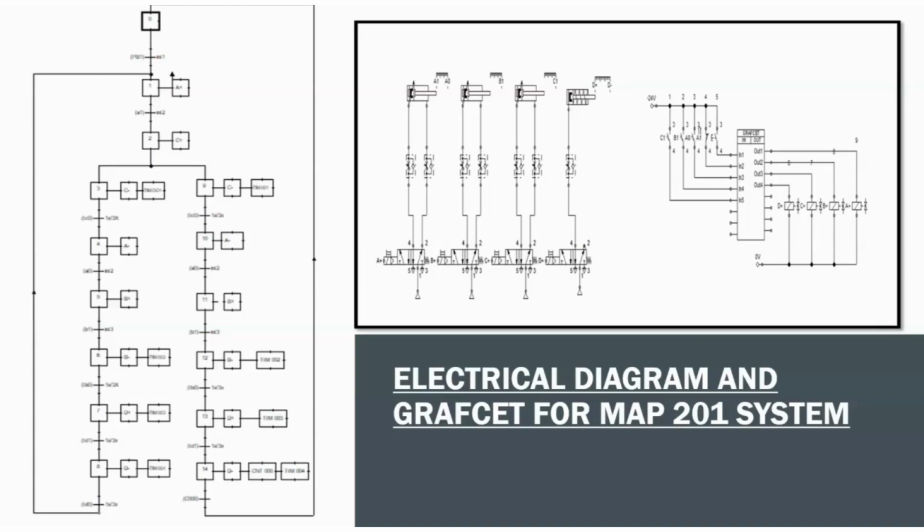The MAP 201 has 4 outputs, 3 of them using a double action cylinder and another using a single action, and the directional valve for each cylinder using a 5-way valve. The inputs has 5 inputs, that is push button, A1, A0, B1, and C1. The graph set of the MAP 201 that we made from the question given.